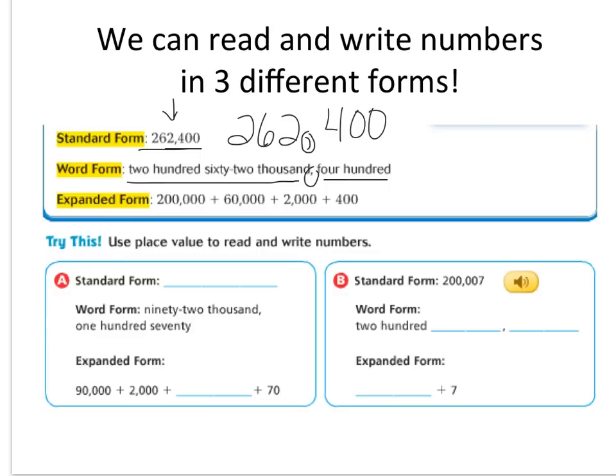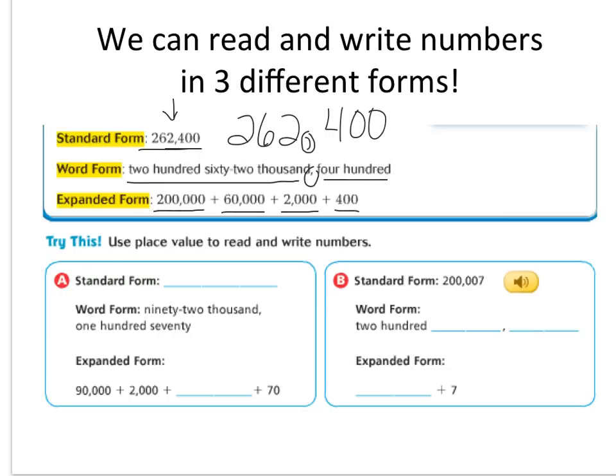Last but not least is expanded form. And this is just like splitting it up into all of the different pieces of its place. So I have 200,000 plus 60,000 plus 2,000 plus 400. I don't have anything in the tens or ones. I could write plus 0 tens plus 0 ones, but I don't need to.